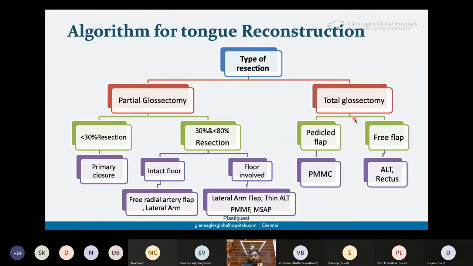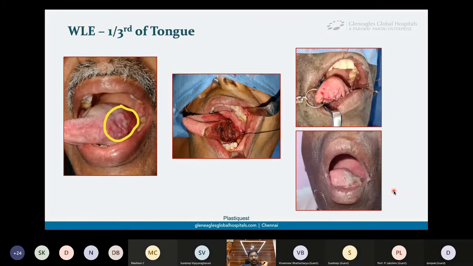So if it is a total glossectomy, then the pedicle flap, the first option will be the PMMC, and the free flap will be an ALT or a rectus. So this is a rough idea, and I will show a few examples. If this is a case of a small defect, less than 1/3, it's a primary closure, and this is the post-op.